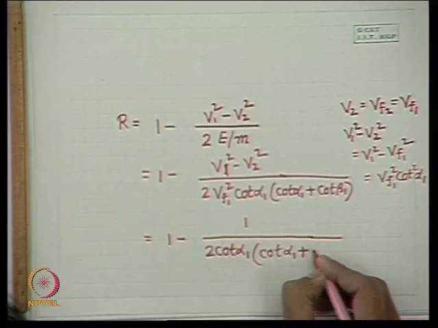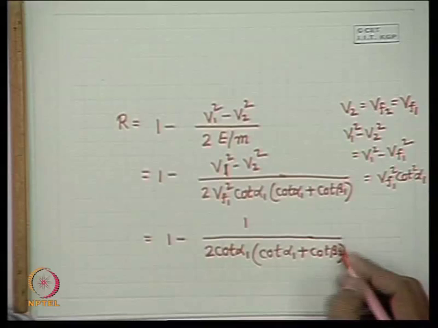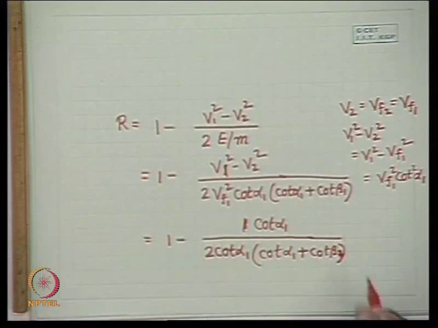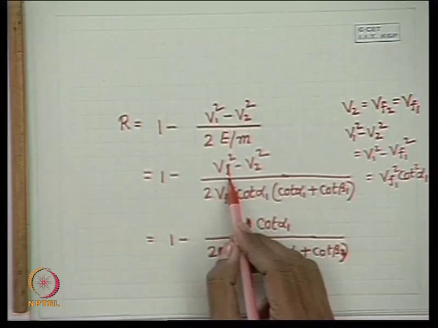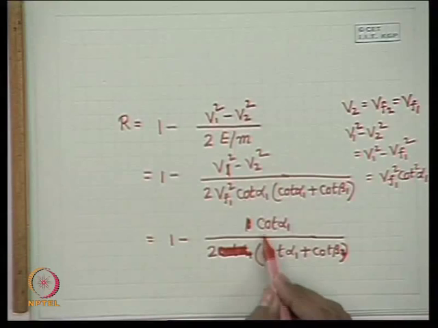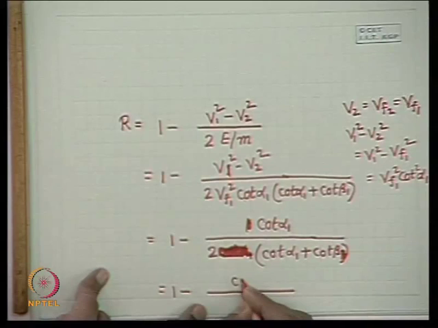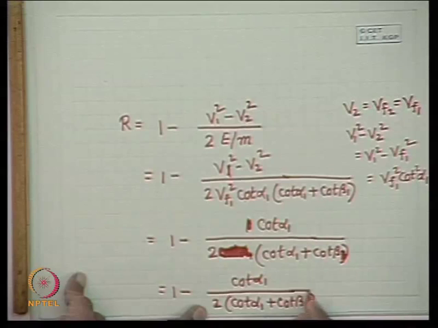Concepts are there when we write this term, the numerator of this term, the degree of reaction. Very good, cot alpha 1 by 2 cot. Because VF1 square will cancel, cot alpha 1 will not be there in the denominator at all. So VF1 square will cancel and cot square alpha 1 will be cancelled to give cot alpha 1. So 2 cot alpha 1 plus cot beta 1. Again let me write the expression: 1 minus cot alpha 1 divided by 2 cot beta 1. Okay, this is the degree of reaction R.